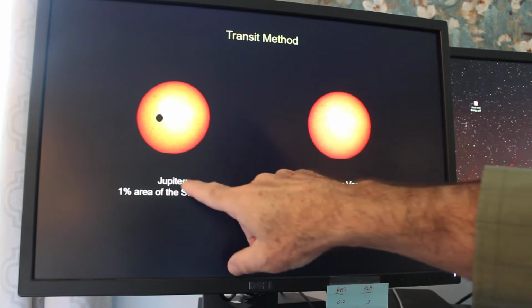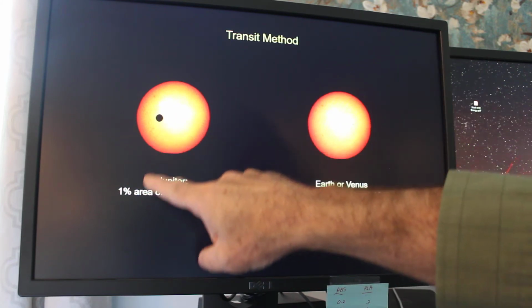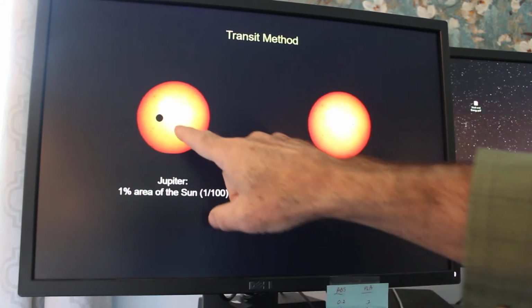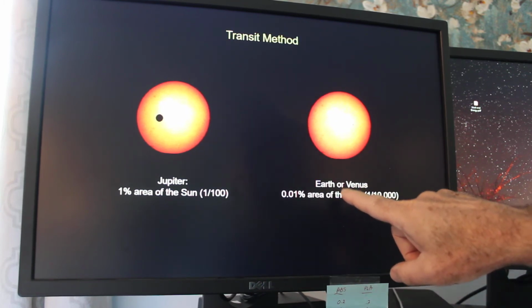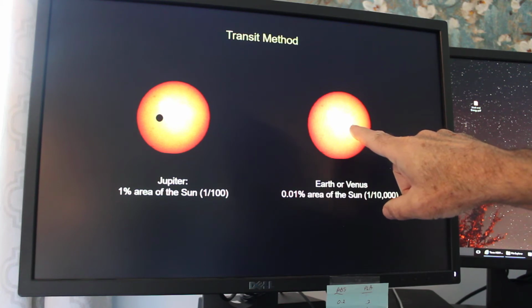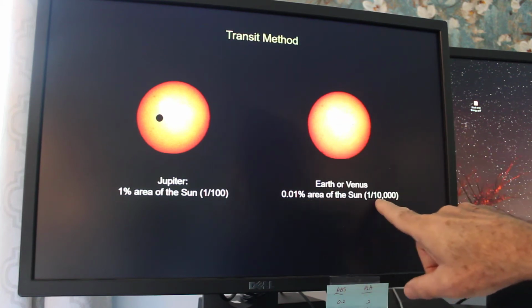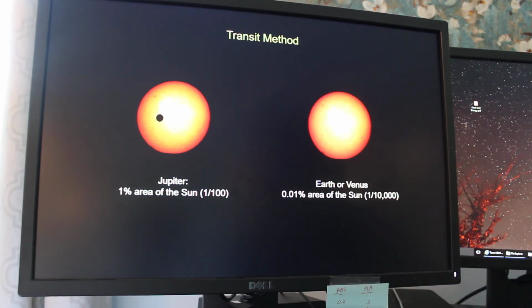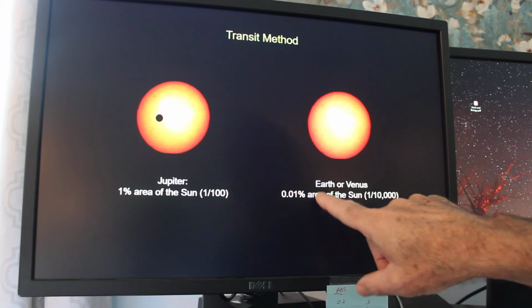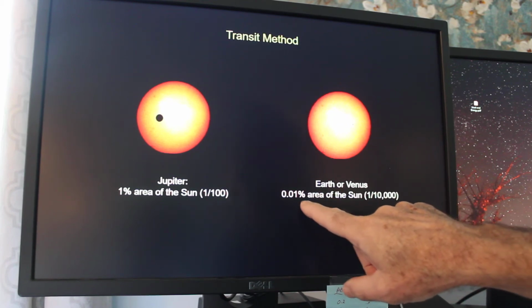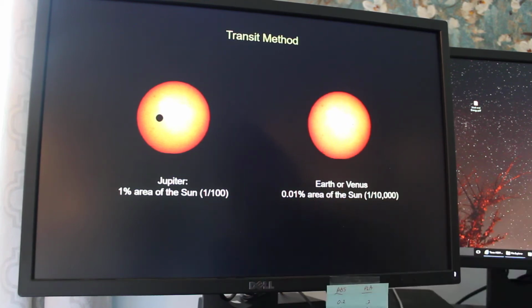Now the challenge is Jupiter ones are much easier to find because Jupiter is about 1% the area of the sun, so it blocks out about 1% of the light. Where ones like Venus or Earth size, the planet is so tiny compared to it, it's only blocking out about 1/10,000th the light of the sun. Usually this is very hard to measure, especially from the ground. You have to be up in space to measure this kind of accuracy. These you can measure from the ground.